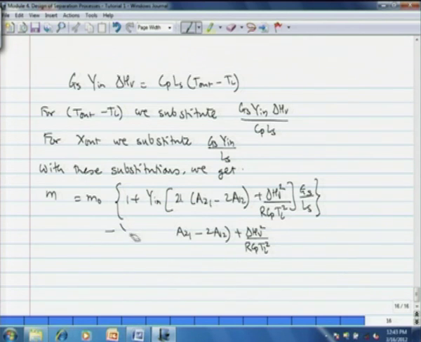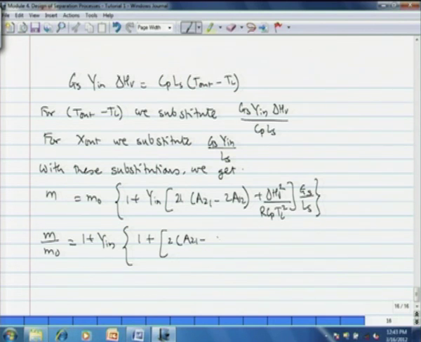Or we rewrite this. Okay. M by M naught is equal to 1 plus Y in into 1 plus 2 into A21 minus 2A12 plus delta HV square by R Cp TL square, bracket complete, into Gs by Ls. Okay.